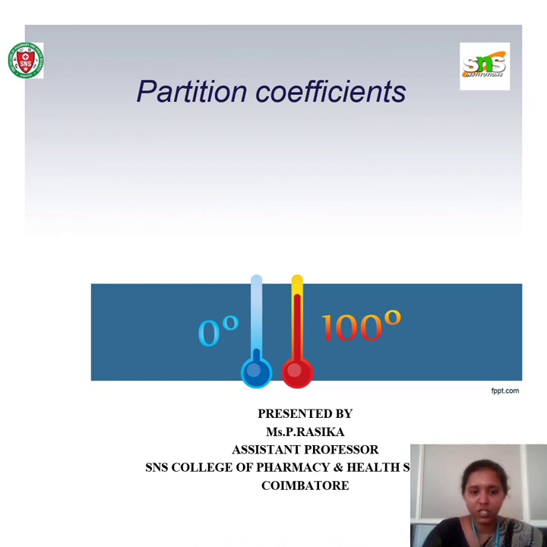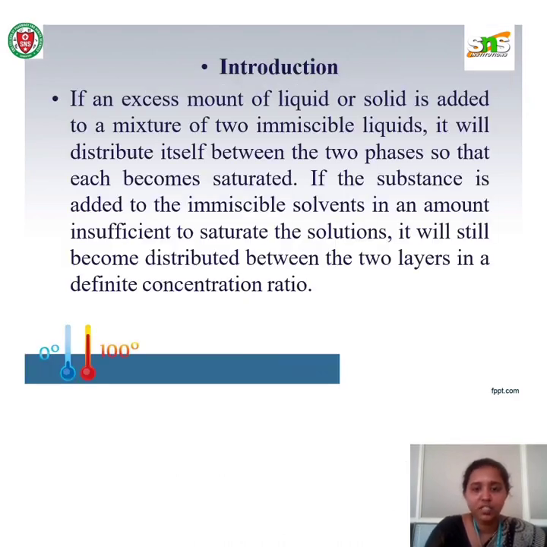Today we are going to see the topic of partition coefficient. Introduction. If an excess amount of liquid or solid is added to a mixture of two immiscible liquids, it will distribute itself between the two phases so that each becomes saturated. If the substance is added to the immiscible solvents in an amount insufficient to saturate the solution, it will still become distributed between the two layers in a definite concentration ratio.